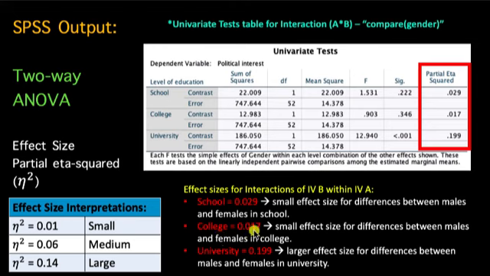For college, our effect size was 0.017, again, small, for differences between males and females in college. And then for our university one, that was 0.199, which is a large effect size. Okay, so large effect size for differences between males and females in university.